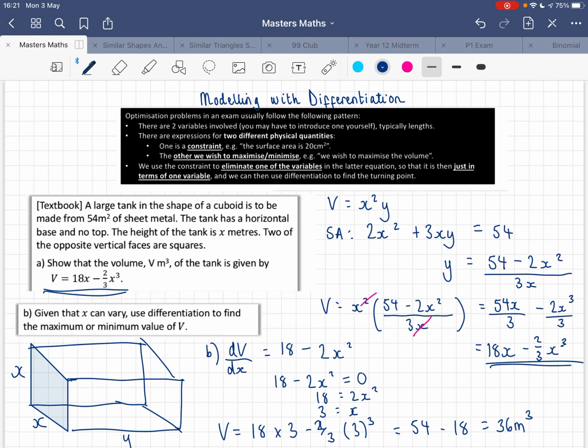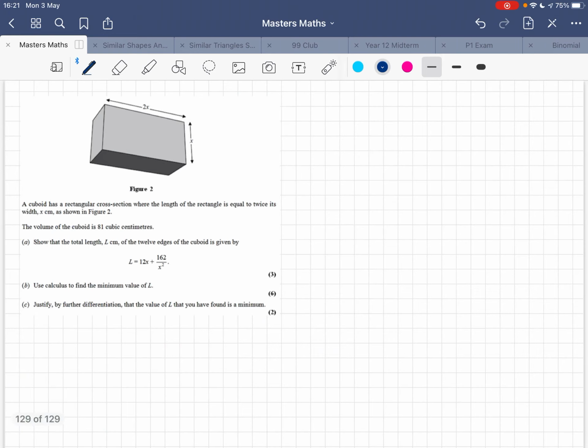Yeah, but that's it. The most difficult part is probably the first part, part A, the show that part, and knowing where to introduce your own variable. Obviously, we had to introduce y. That's possibly the most difficult part of it, but once you've done that, differentiating it's easy peasy, and putting it equal to 0 to find the turning point. You should be able to do that in your sleep.